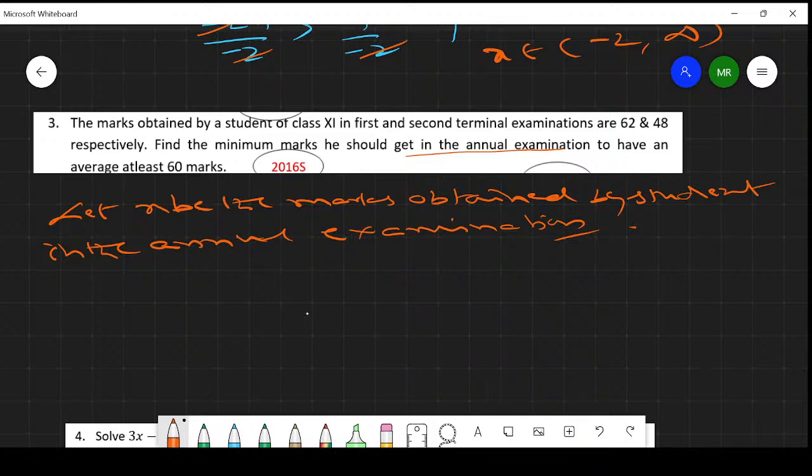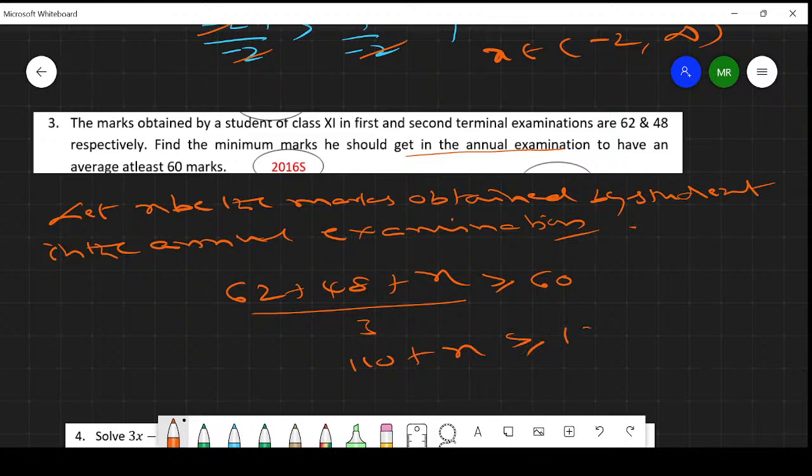should be at least 60 marks. That means I can write 62 plus 48 plus x, divided by 3, since the average means 3 subjects by 3. So it is greater than or equal to 60. At least means either 60 or more than 60. Then you can add 62 plus 48, 110, plus x greater than or equal to 180.